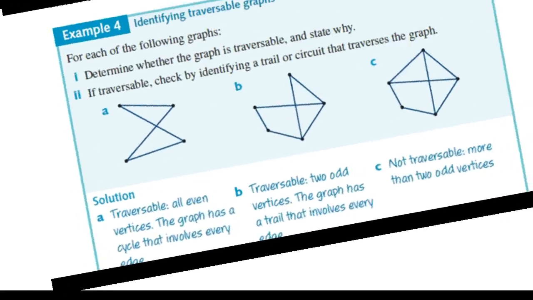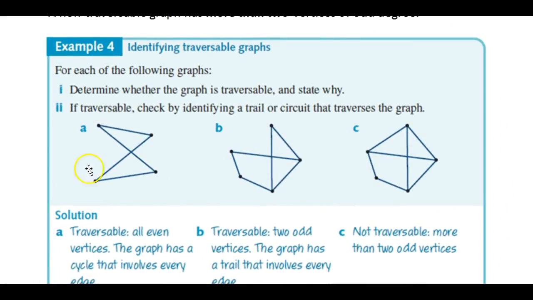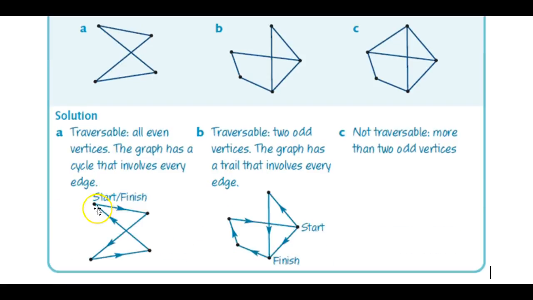So looking at the example from your textbook, in this first graph, let's count up the degree of each vertex. 2, 2, 2, 2. That's the number of edges joining. It has all even vertices, and that means that we can traverse it covering every edge only once. You can start and end at any of the even vertices.